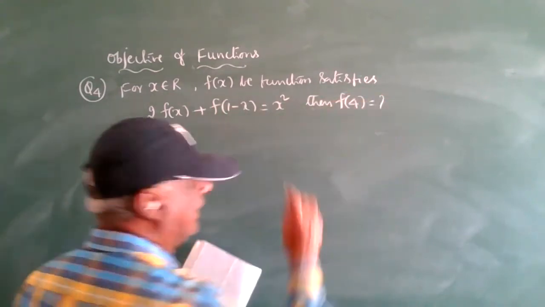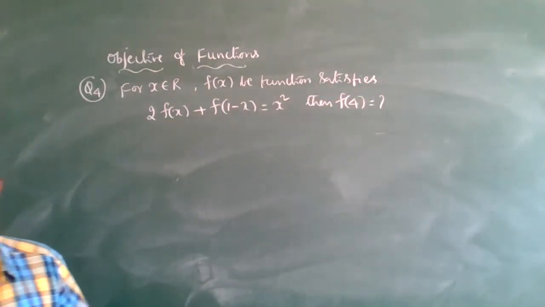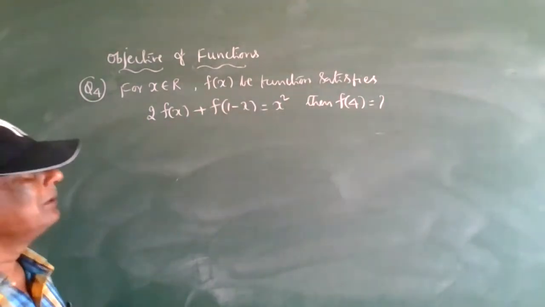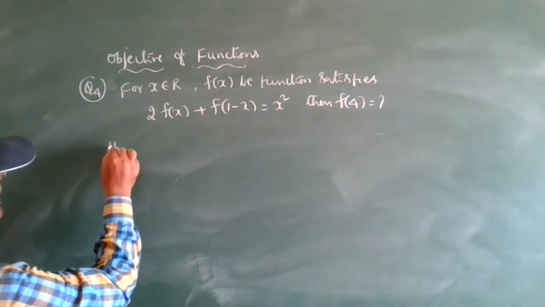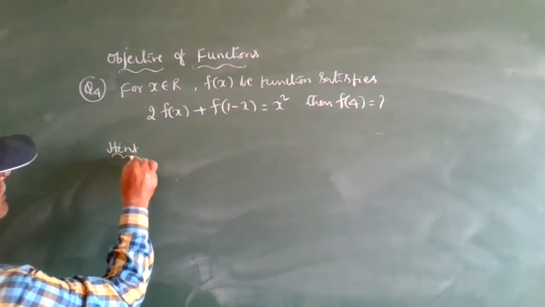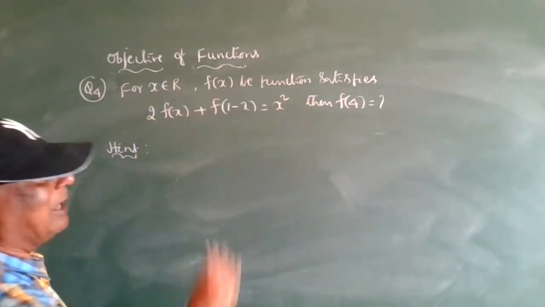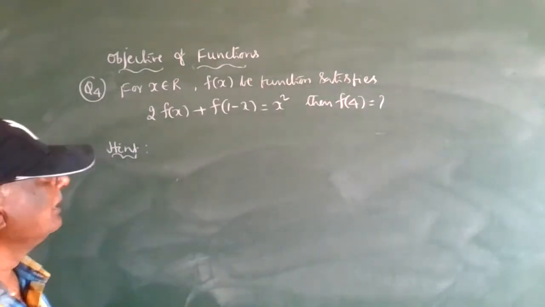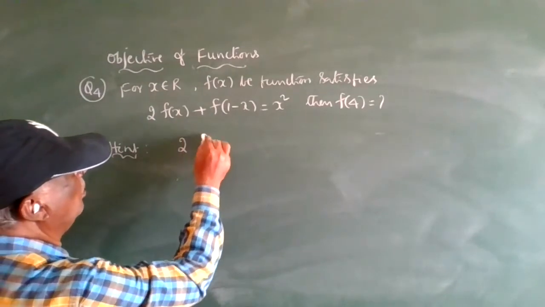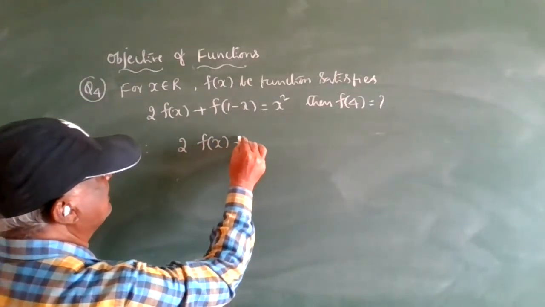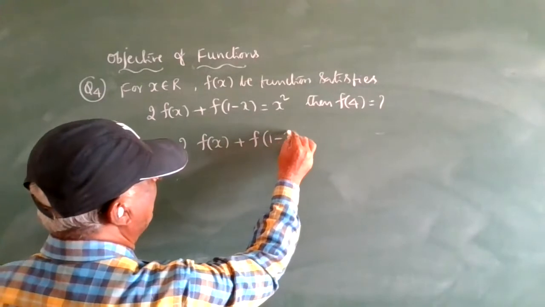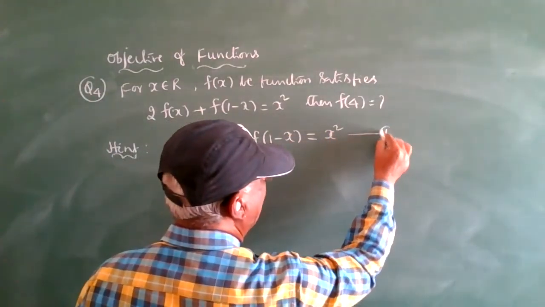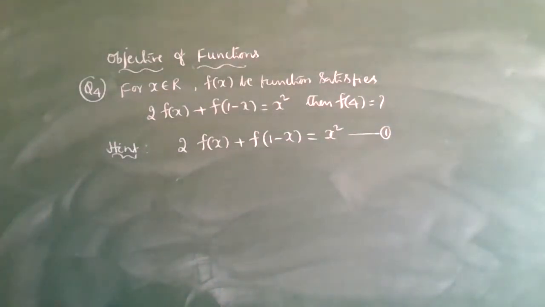So this is the required. Everyone observe. This is the last problem in the objective of the function. So I will do this problem in a simple manner. F of 4 value is required. I want to find the f of x function. How can you find it? 2f of x plus f of 1 minus x is equal to x square. Let it be equation number 1.